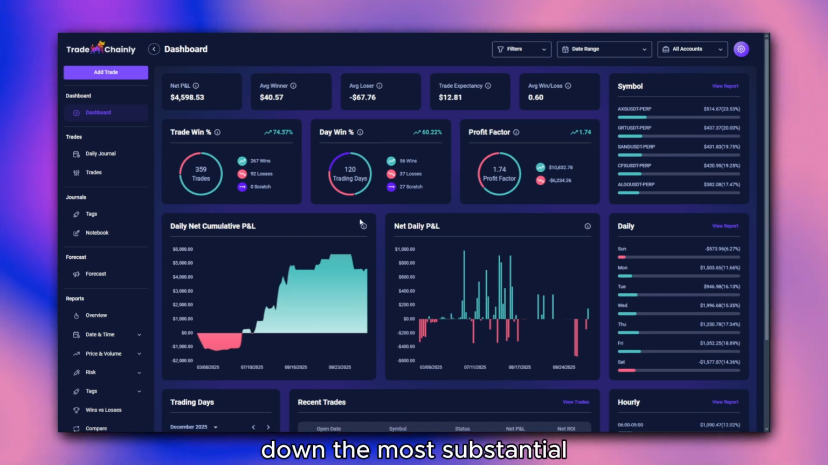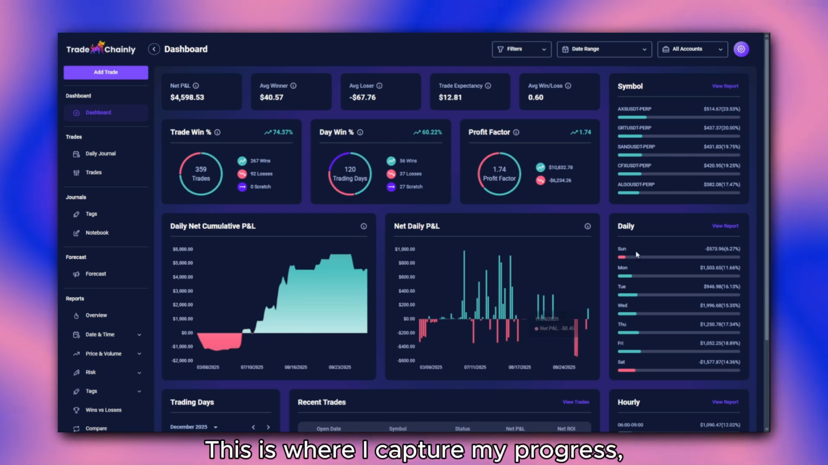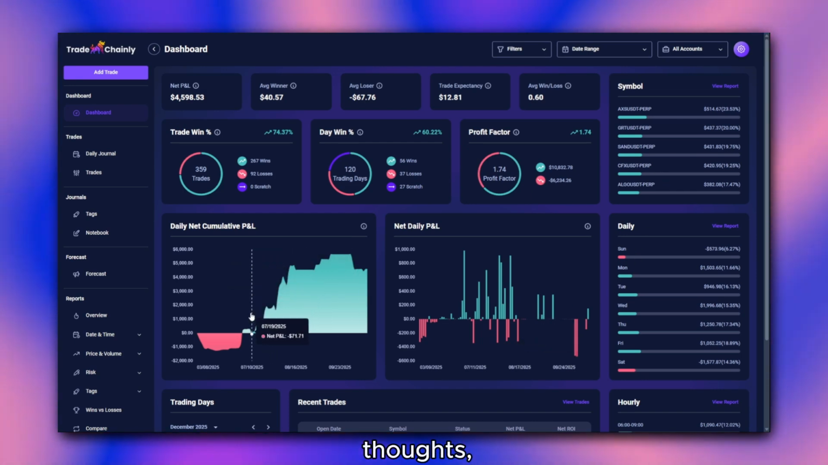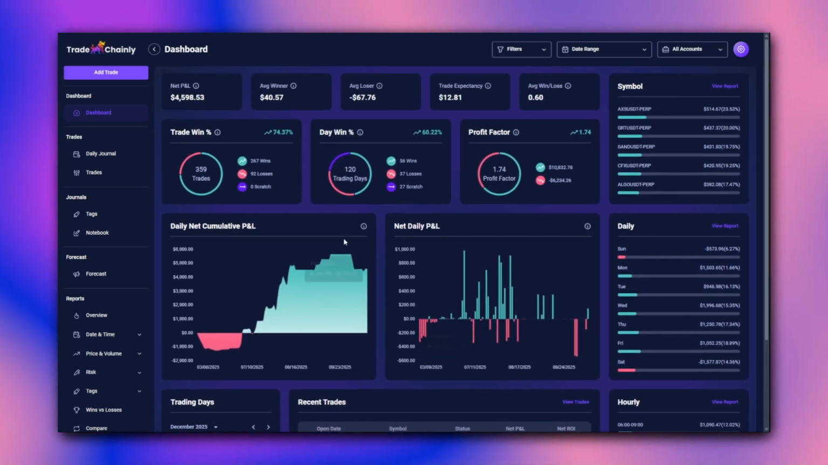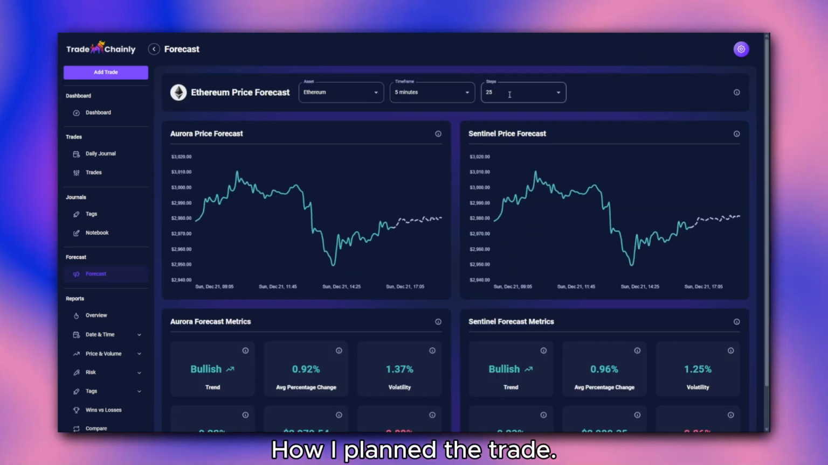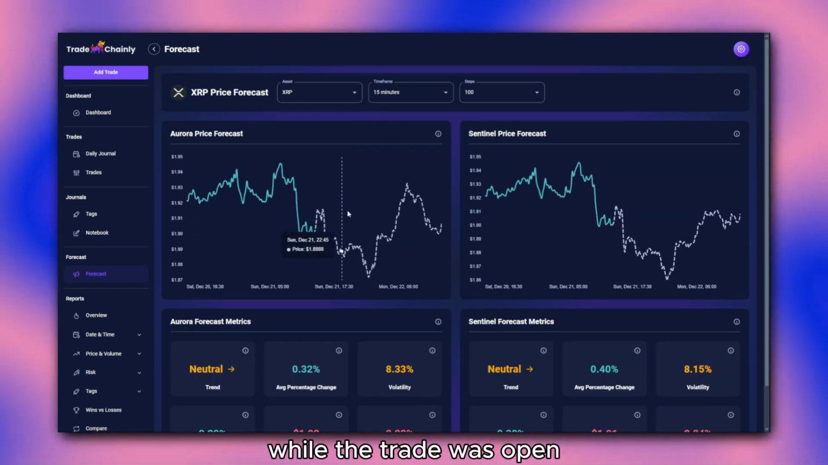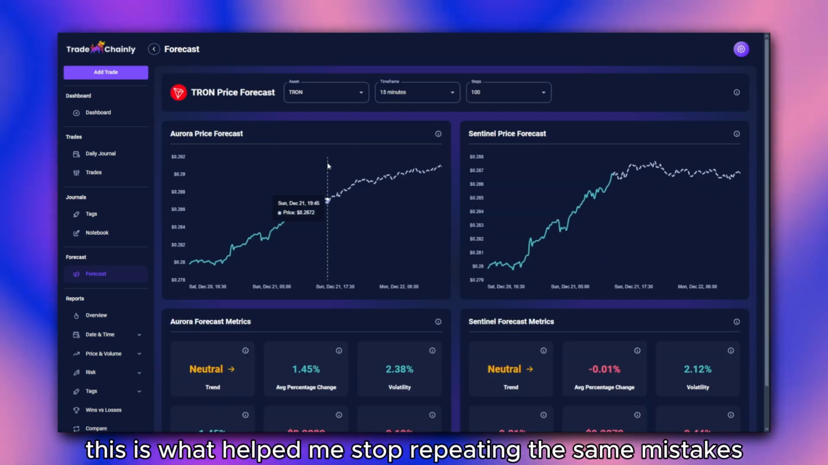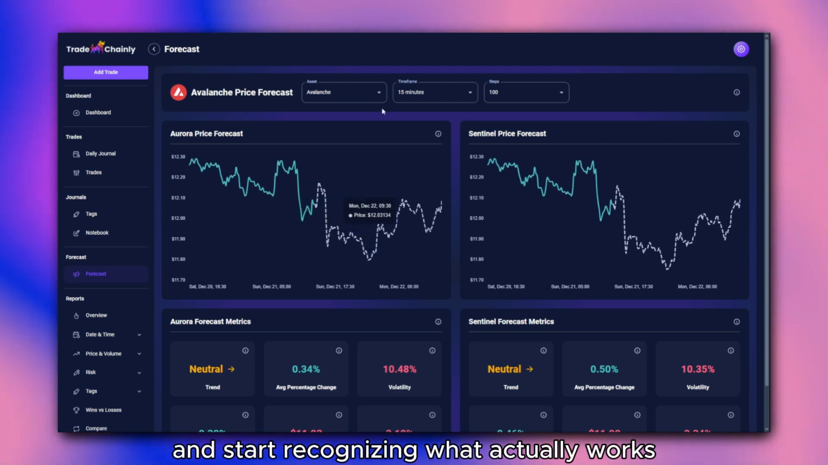Today, I'm breaking down the most substantial part of my trading journal, my notes. This is where I capture my progress, thoughts, emotions, mistakes, and my best setups. Every note is a snapshot of my state as a trader, how I planned the trade, how I felt that day, and what was going through my head while the trade was open. This is what helped me stop repeating the same mistakes and start recognizing what actually works.